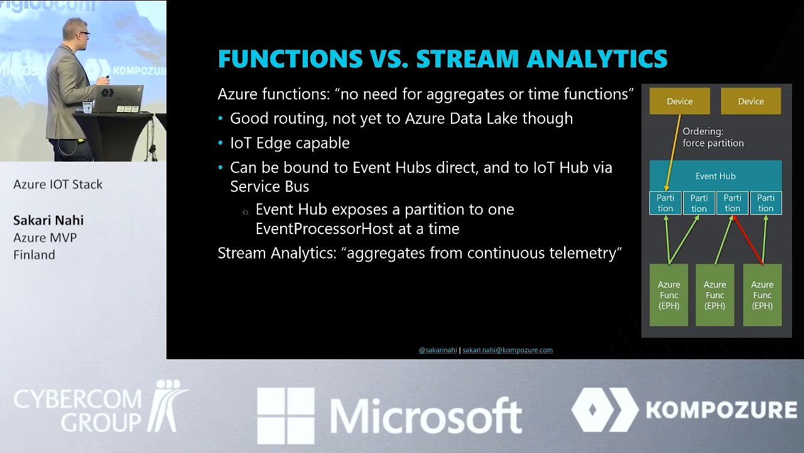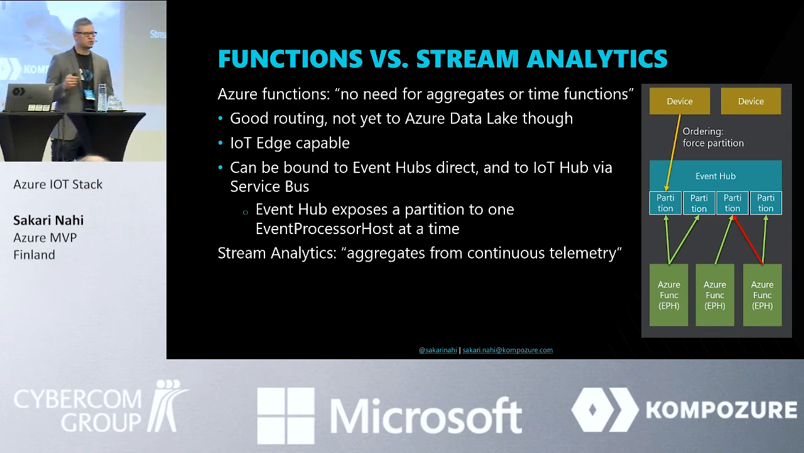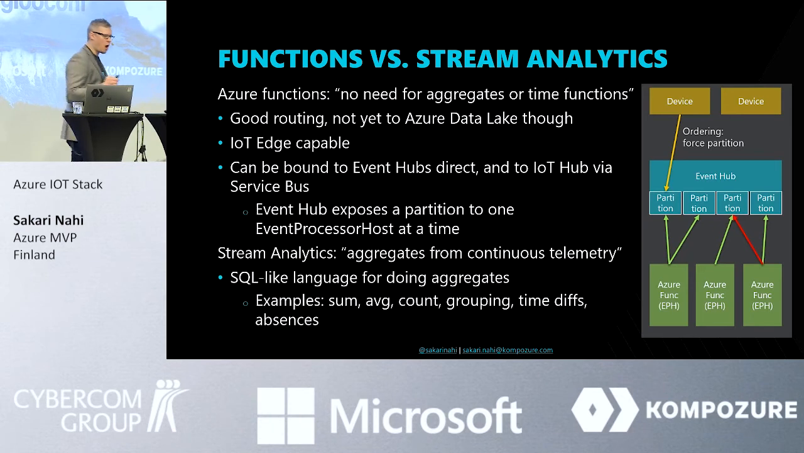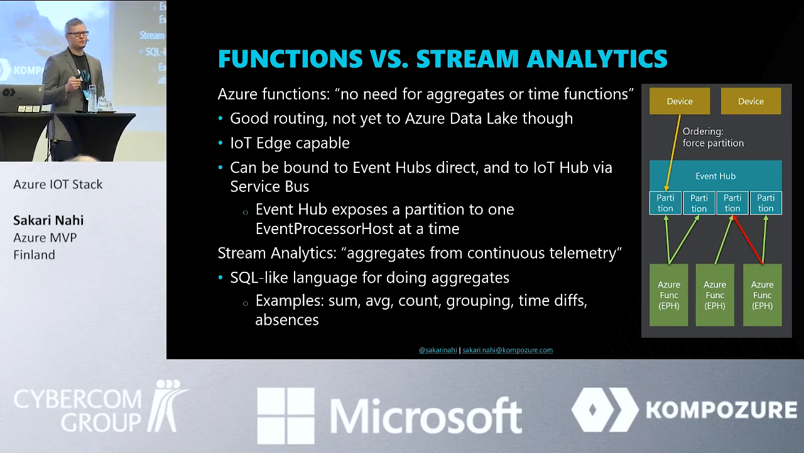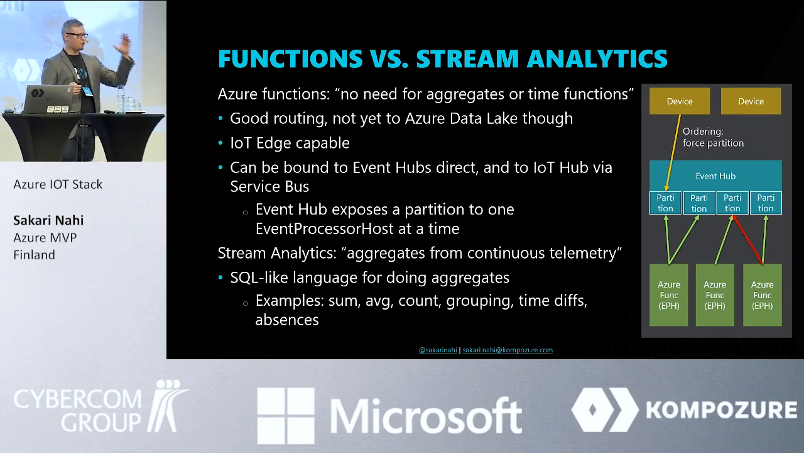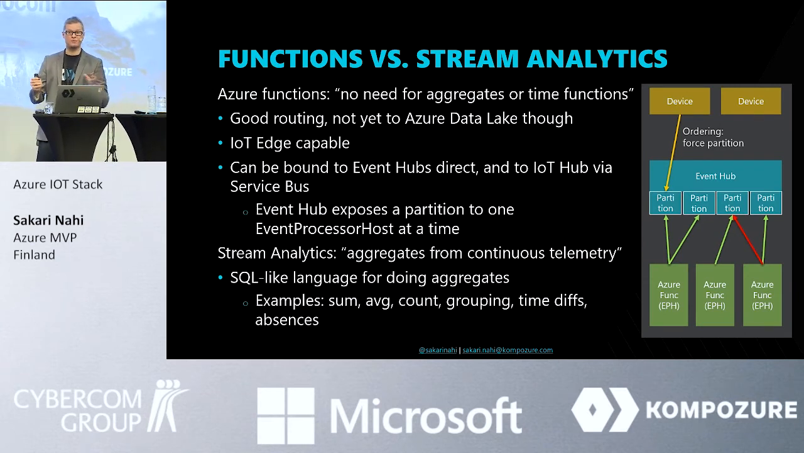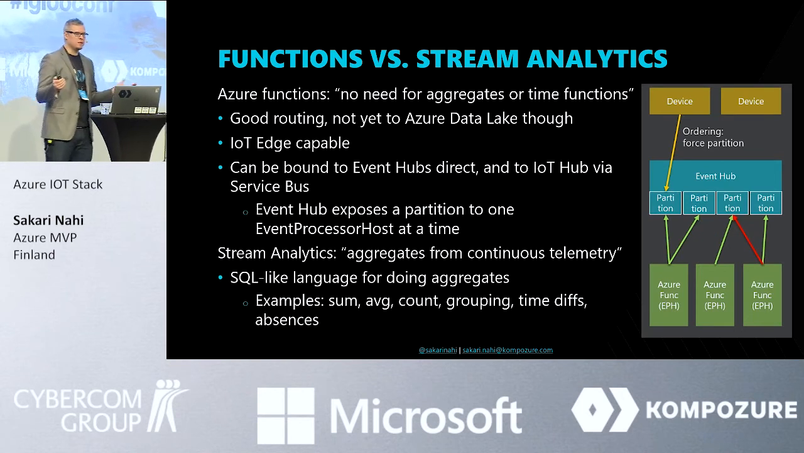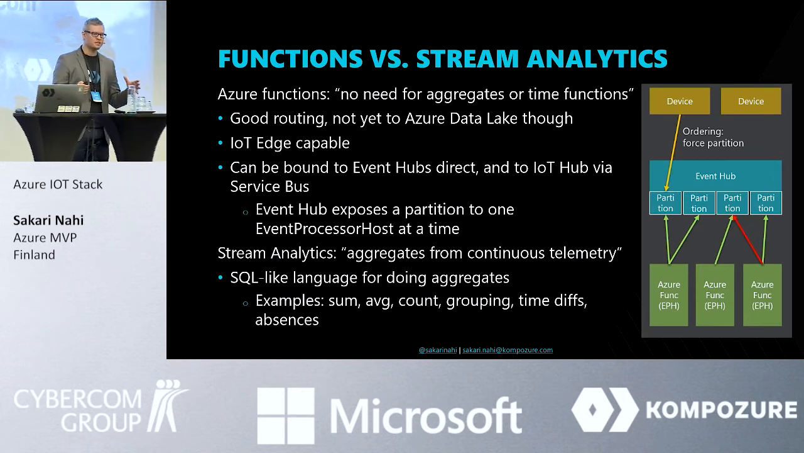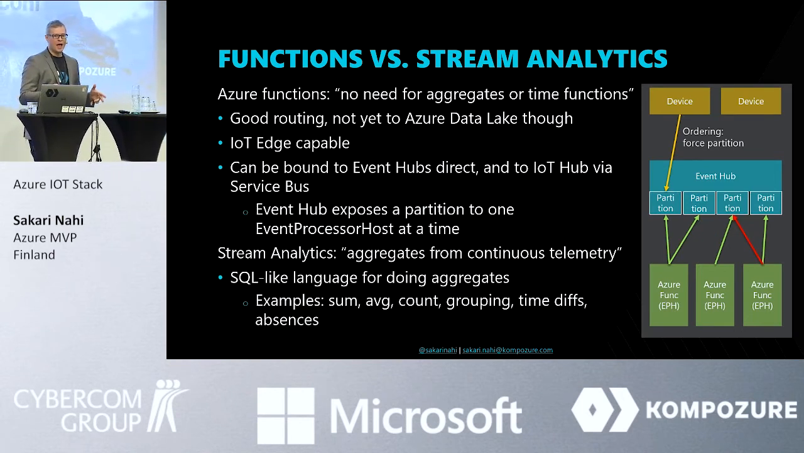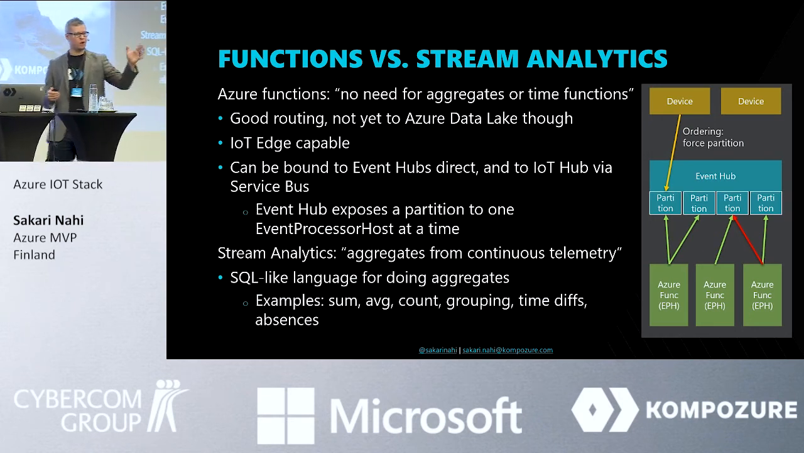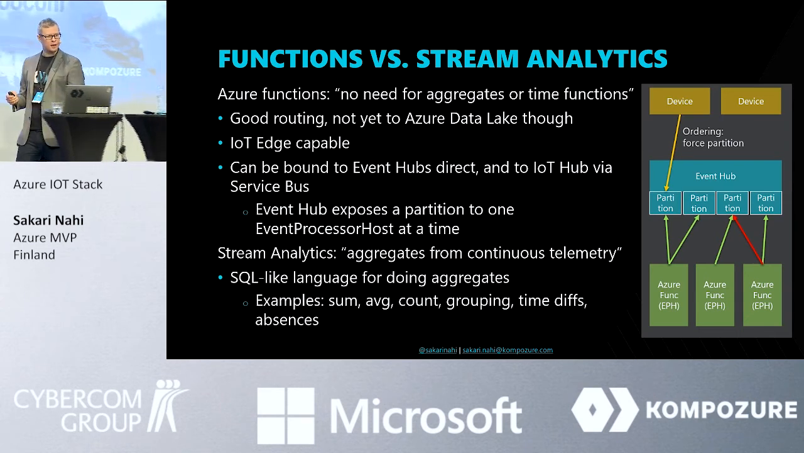About Stream Analytics, it's great when you need to create aggregates from continuous telemetry. It's got this SQL-like language for doing aggregates: sum, average, count, grouping. It can recognize time differences between things. So, now was this event, now was this event, and the next time there's a change in the spacing between these events. Is that meaningful? I don't know, but it can recognize that and tell you, hey, this happened. And also absences. You are receiving a heartbeat from a device, now it can tell you, hey, there's an absence.